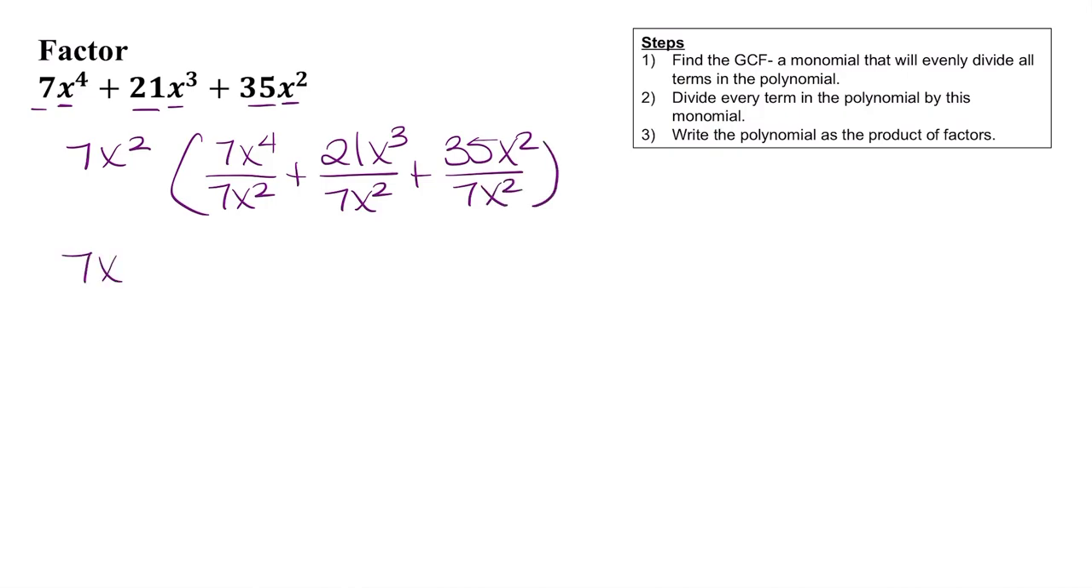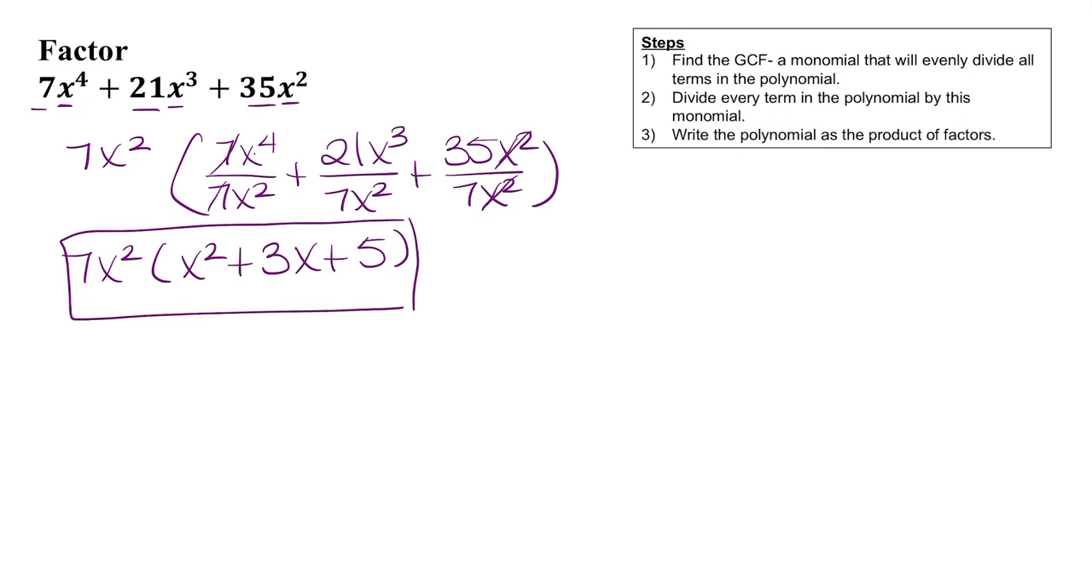So that's going to leave me with 7x squared times 7 and 7 cancel. X to the fourth over x squared is x squared. Plus 21 divided by 7 is 3. X cubed over x squared is just x. Plus 35 divided by 7 is 5. And x squared cancel each other out. So this is the factored form of this trinomial.